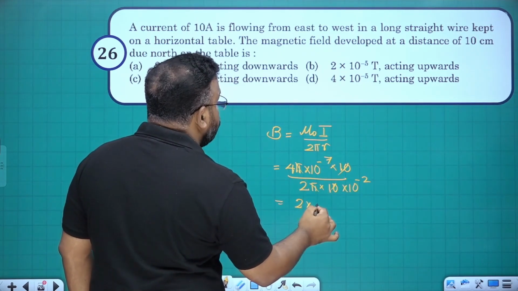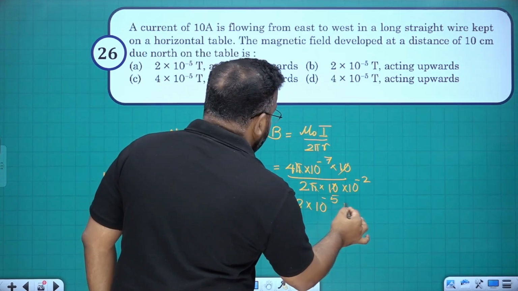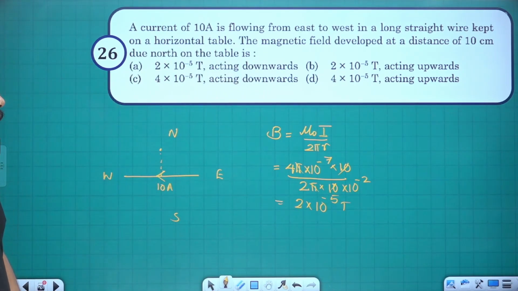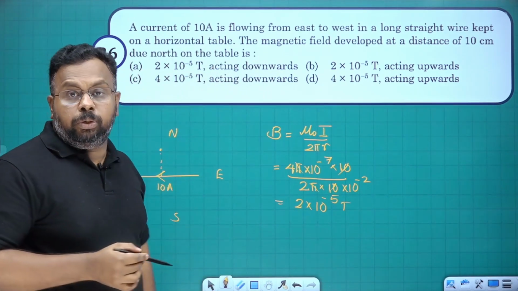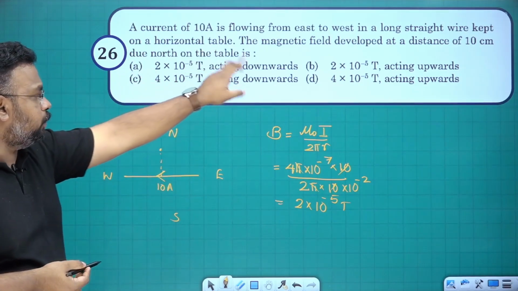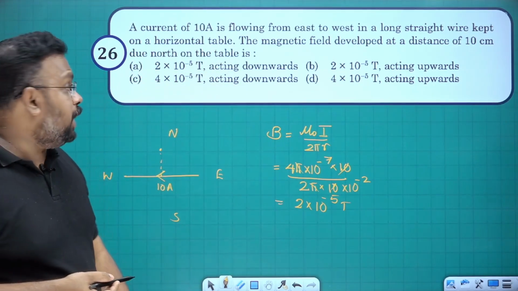This minus 2 will go up. 2 into 10 power minus 5 Tesla. 2 into 10 power minus 5 Tesla is the magnitude. But there are two options with 2 into 10 power minus 5 Tesla. Option A is there. Option B is also there. Now which is correct? Direction.